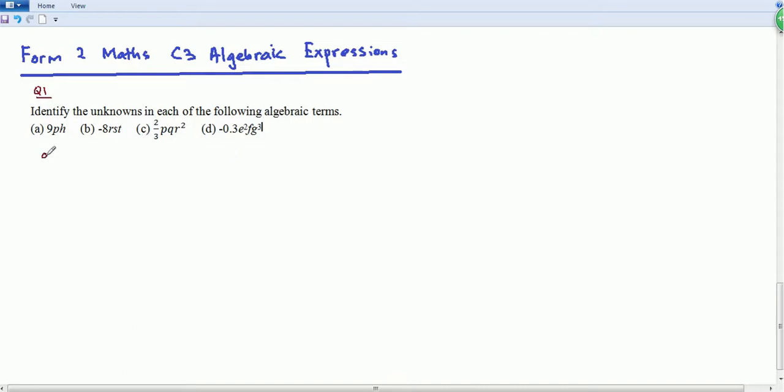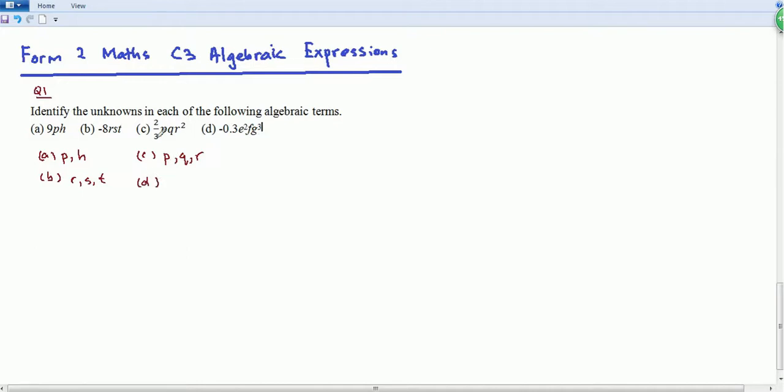Okay, for part A, it's very easy. The unknown involved is P and H. How about B? And you should have no problem. R, S, and T. But for C, you have to be careful. What is the unknown that involve P, Q, R? You can only write R, not R squared. Okay? So same thing for D.